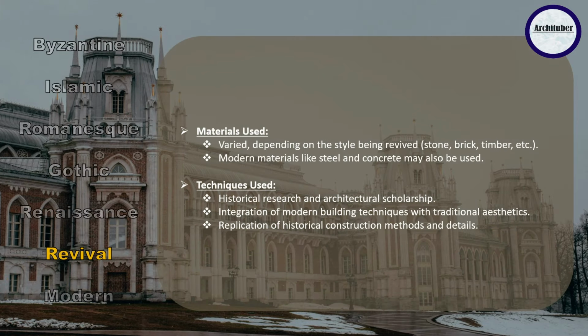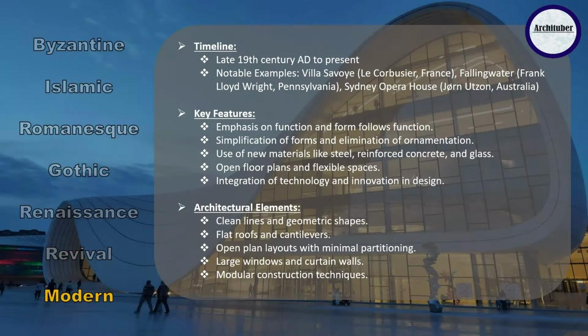Discussing the materials, they used materials depending on the style being revived. Modern materials like steel and concrete may also be used. So the use of steel started from this period. Then discussing the modern period, it is from the late 19th century AD to the present.